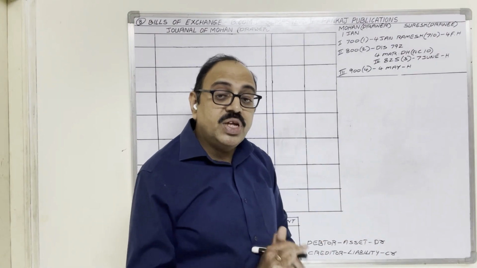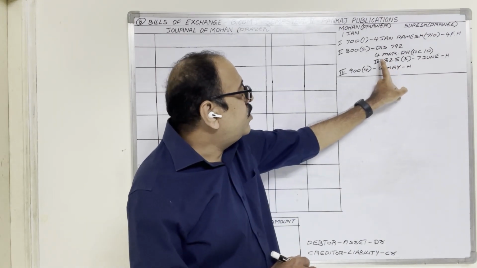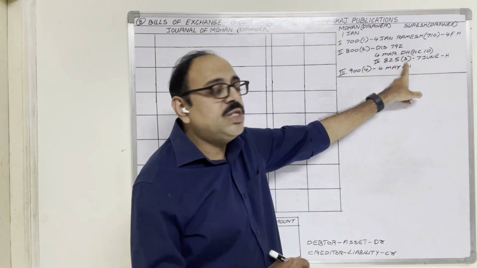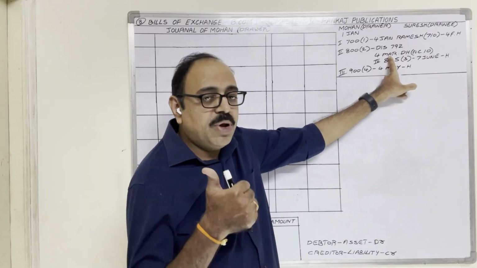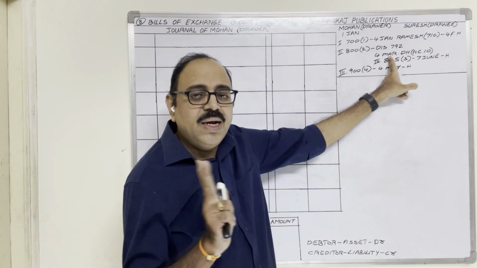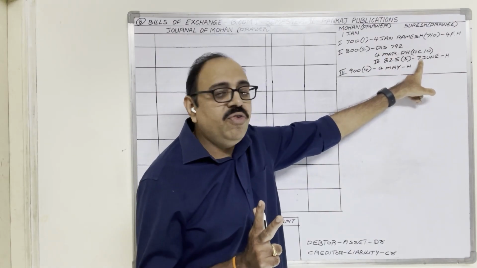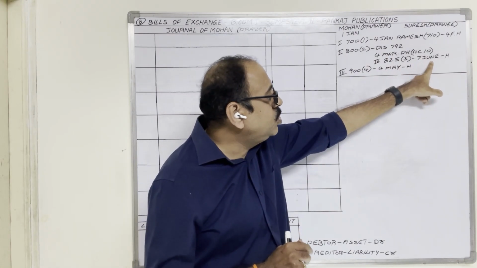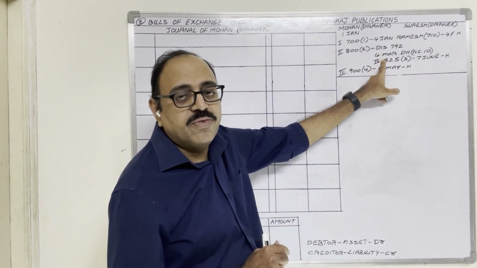On the due date of this new bill, from 4th March, if you count 3 months: 4th April 1 month, 4th May, 4th June. To the 4th date, if you count 3 days, then the due date will be 7th. So 7th June is the due date of this new bill, the 4th bill.